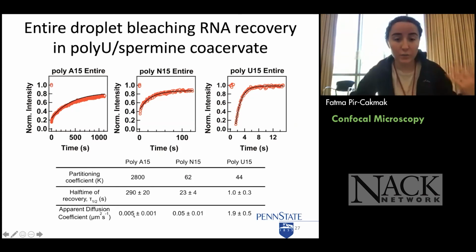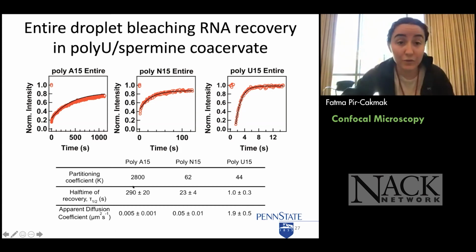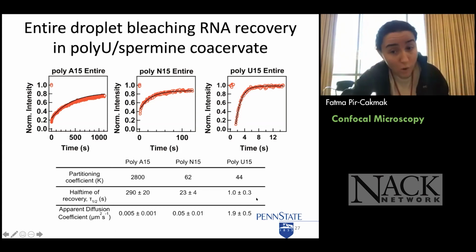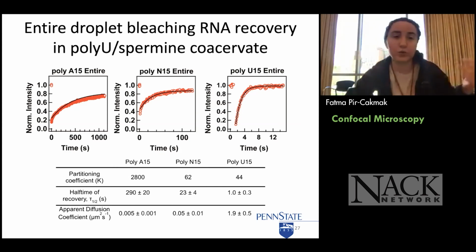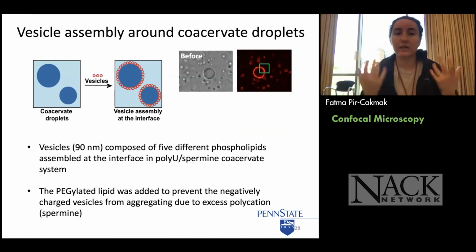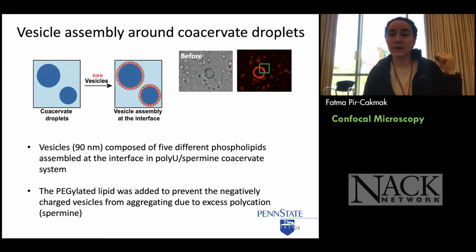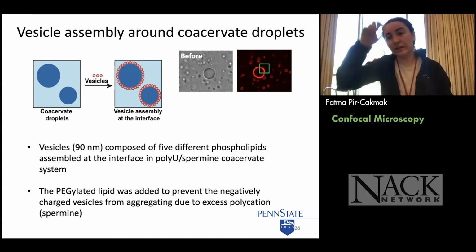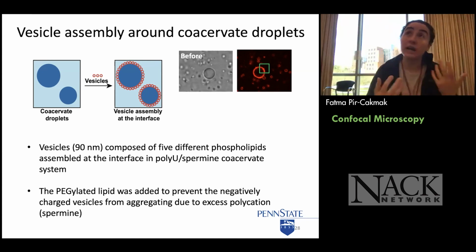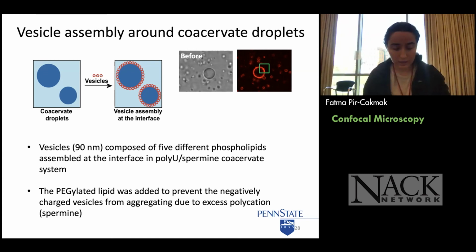And this is something we observe for their diffusion coefficient, right? The diffusion coefficient for A15 is quite small, and U15 has almost the same or similar diffusion coefficient for the entire droplet and the partial droplet. But we can also add vesicles. Vesicles are just like lipid molecules, added around this coacervate droplet, to see whether they form a bilayer or not, by seeing how their dynamic properties change.